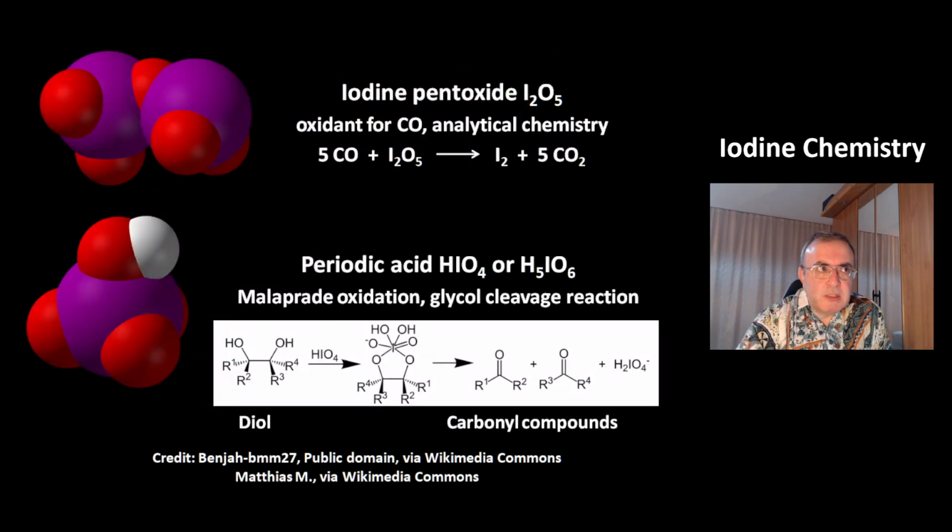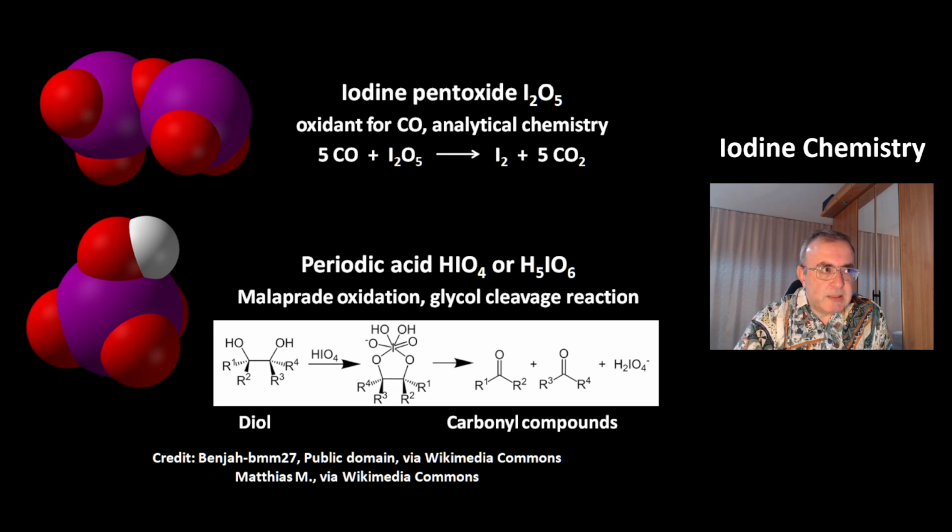These are two compounds of iodine with oxygen. At the top, that's iodine pentoxide, I2O5, which is an oxidant for carbon monoxide, which is important for analytical chemistry. This is the reaction. 5 carbon monoxide plus iodine pentoxide gives you iodine plus 5 CO2, carbon dioxide.